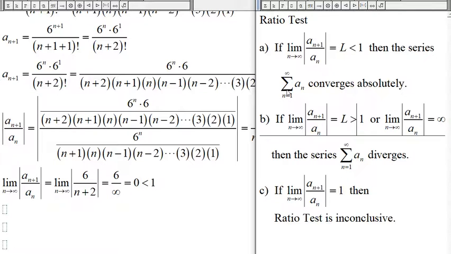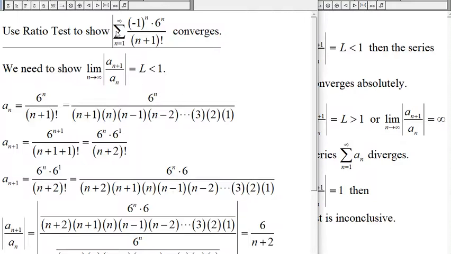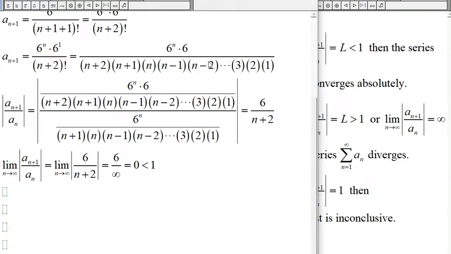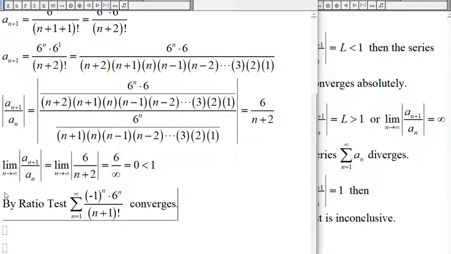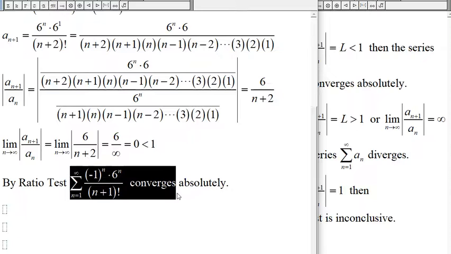Then we can say that the series a sub n converges absolutely. And so now we can say that the series converges absolutely. And if the series converges absolutely, it means that it also converges regularly.